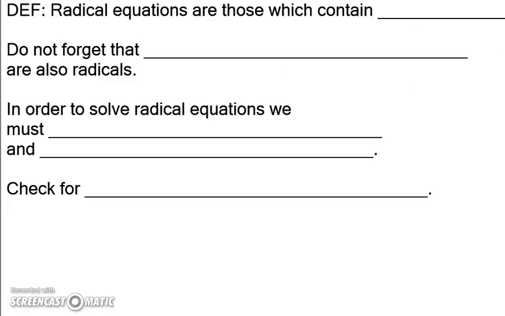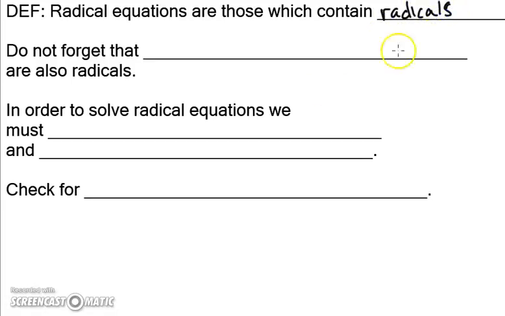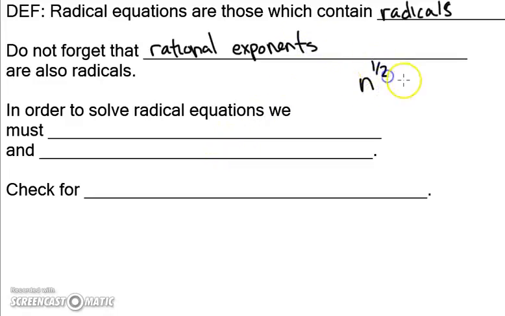The next type of equation that we can have is a radical equation. Shocking, those are ones that contain radicals. So one thing we wanted to not forget is that rational exponents, and there's that word rational again, so fractional exponents are also radicals. So if we have something like n to the 1/2 power, that's really the same thing as the square root of n. In order to solve radical equations, what we want to do is isolate our radical.